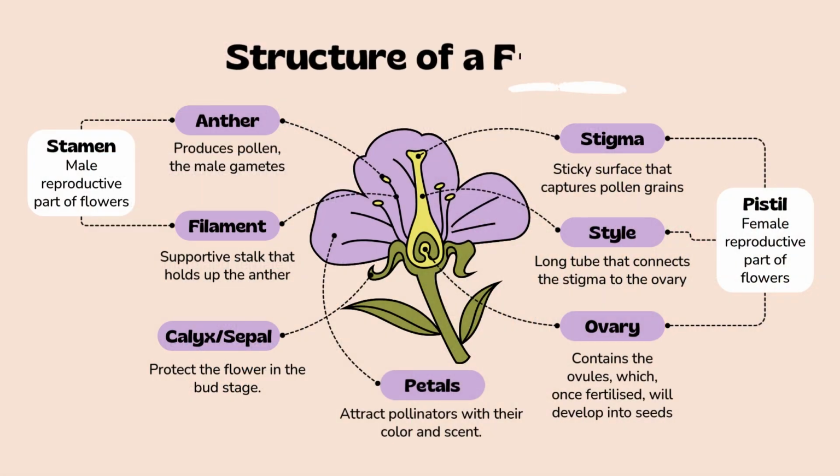Structure of a flower. A flower is the reproductive organ of flowering plants. Its main parts include calyx, sepals protect the flower in the bud stage; corolla, petals attract pollinators with their color and scent; androecium, male reproductive part, stamens, consist of anther, produces pollen, and filament. Gynoecium, female reproductive part, carpel/pistil, consists of stigma, receives pollen, style, connects stigma to ovary, and ovary, contains ovules.